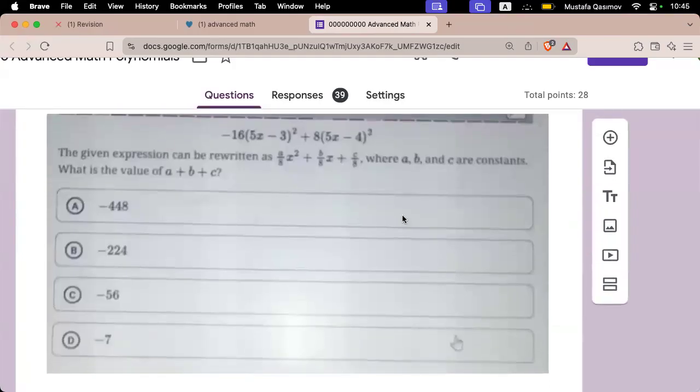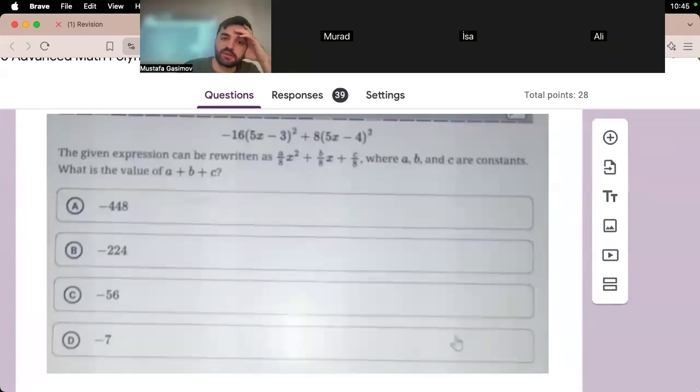Okay, and 28, last one. Do you have any opinion?